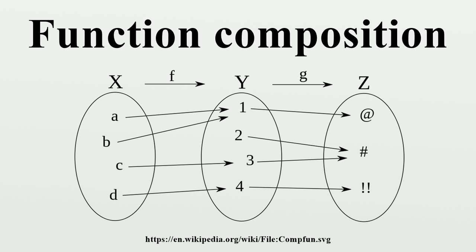Examples: composition of functions on a finite set. If f and g are given as specific finite maps, then g∘f is their composite. Composition of functions on an infinite set: if f(x) = 2x + 4 and g(x) = x³, then (f∘g)(x) = f(g(x)) = 2x³ + 4, and (g∘f)(x) = g(f(x)) = (2x + 4)³.